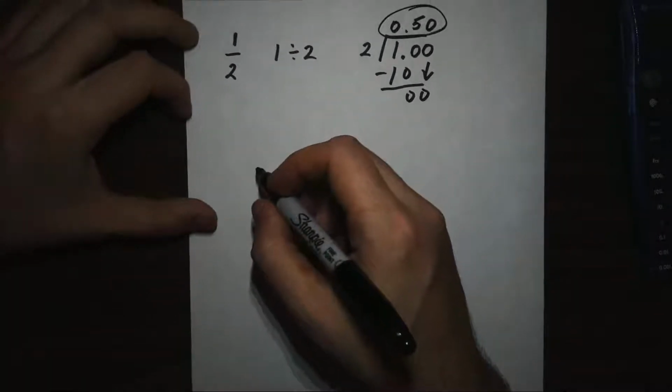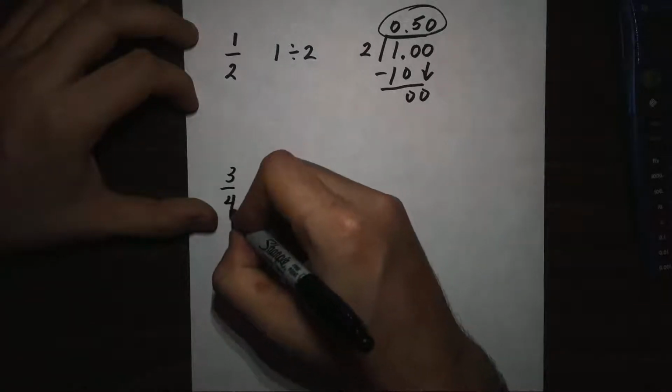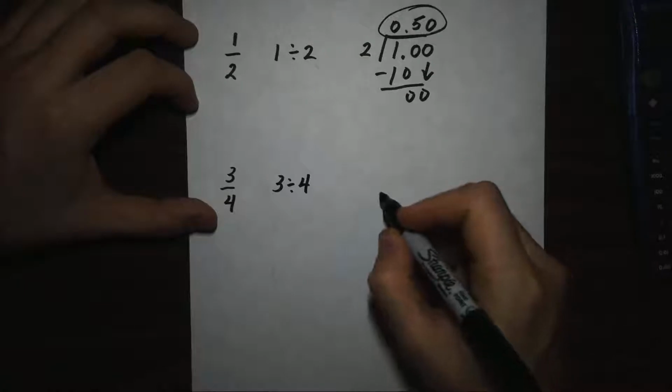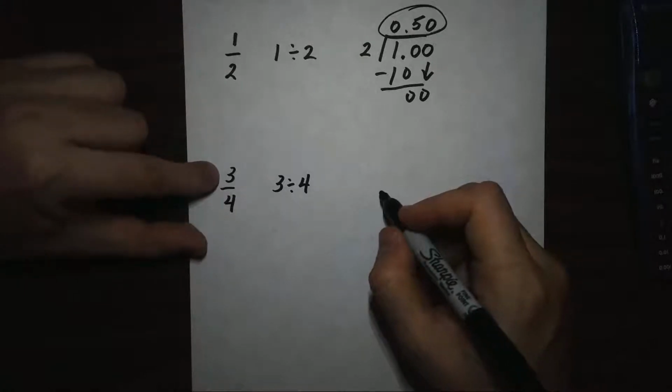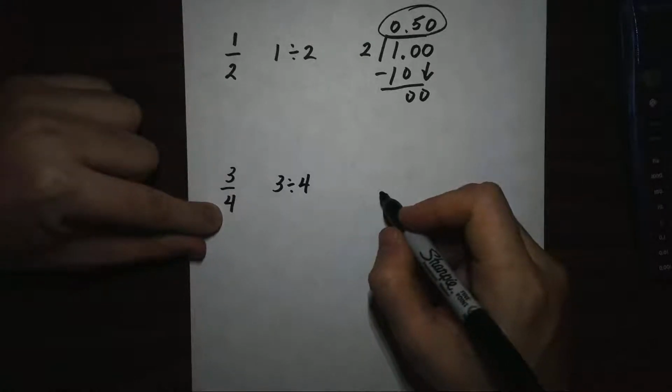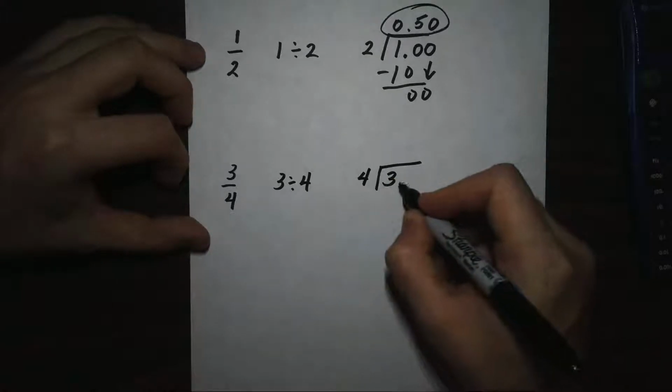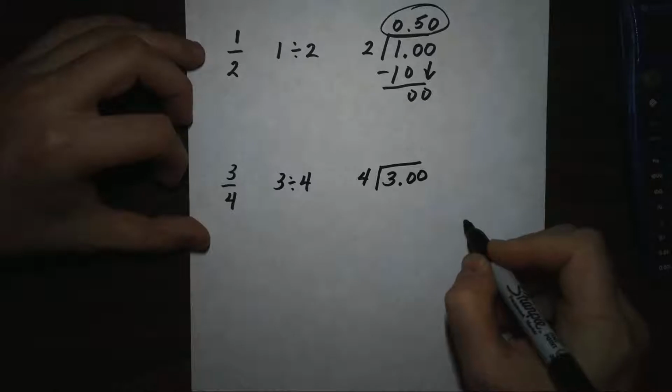Let's look at 3/4. 3/4 really means 3 divided by 4. Taking 3, splitting it into 4 groups. So we're going to do the same thing. We're going to split 3 into 4 groups. We're going to make this look kind of like money.